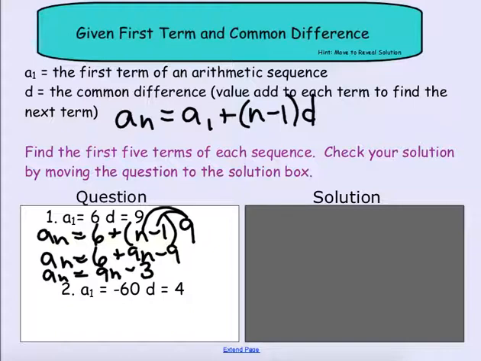Which means even if I want my 100th term, I can get it. My thousandth, my millionth, I don't have to actually add up to those term numbers. I can plug them into this formula and get it.